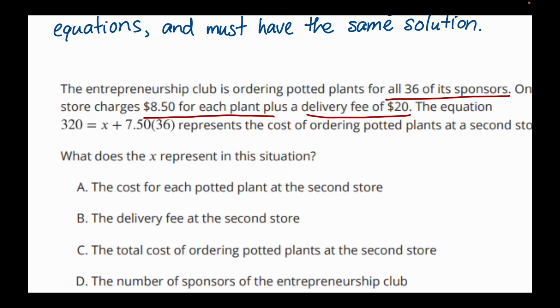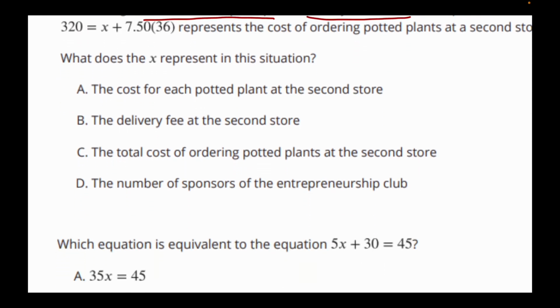Now they're going to have a price per plant and then a delivery fee. So they're going to be ordering 36 plants. It would make sense that the 750 is the price per plant. So this value here is going to be my delivery fee. And then the 320 would be the entire cost. So I'm looking for the delivery fee at the second store, and that answer is B.